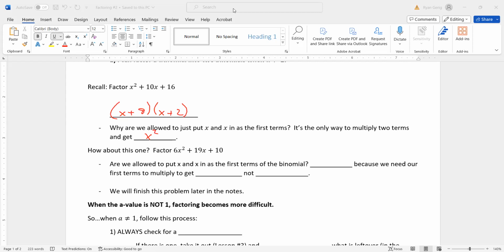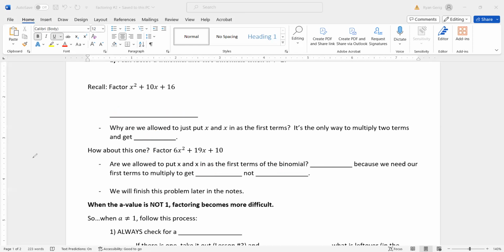Now, how about this one? 6x squared plus 19x plus 10. Are we allowed to put x and x in as the first terms of the binomial? No. Hopefully you catch that pretty quickly. You can't just do x and x, because then I would get x squared. I don't want x squared. We need our first terms to multiply to get 6x squared, not just x squared anymore. So that is the big difference here: the number in front is no longer 1. It's a different number. We're going to finish this problem later in these notes.